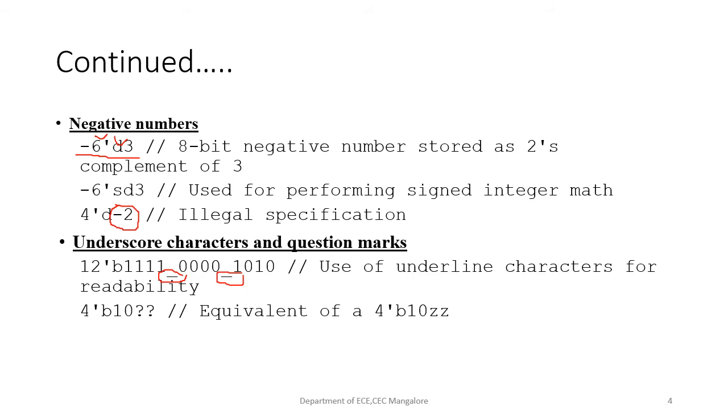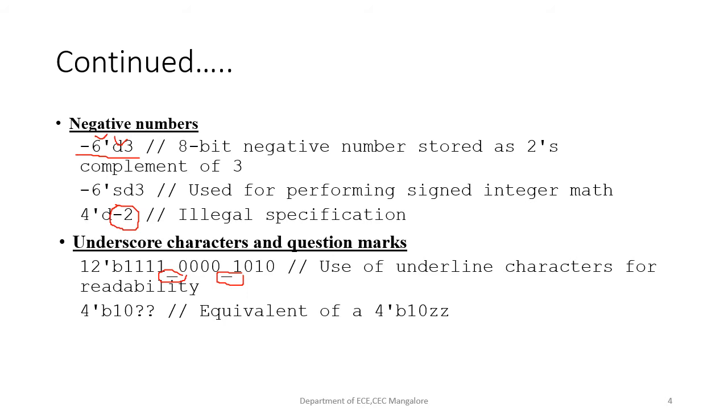So here a 12-digit number is there; 12 tick B stands for a 12-bit binary number. So total 12 bits are there here, 1 1 1 1 1 and 0 0 0 0 1 0 1 0. To separate these bits we are using underscore here. It will be considered just white space only, the underscore.